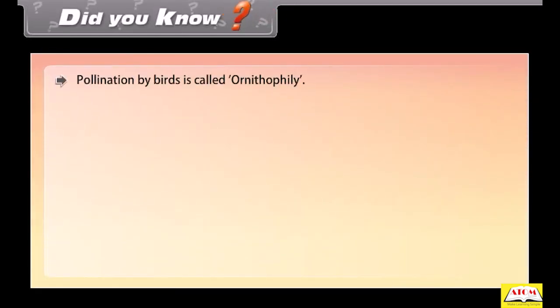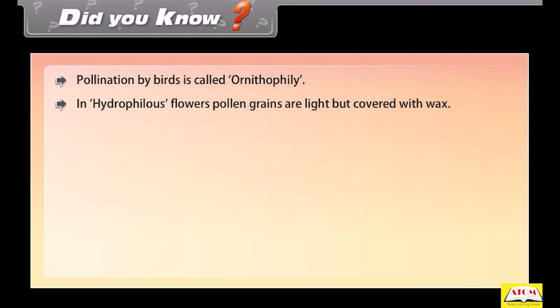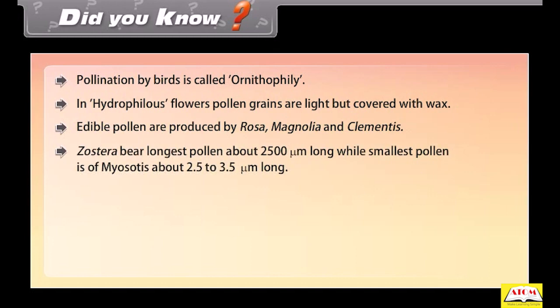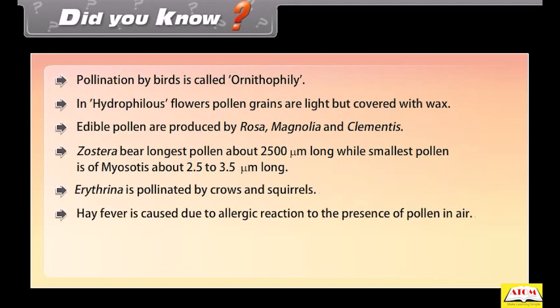Did you know pollination by birds is called ornithophily? In hydrophilous flowers, pollen grains are light but covered with wax. Edible pollen are produced by Rosa, Magnolia and Clematis. Zostera bears the longest pollen, about 2500 μm long, while the smallest pollen is of Myosotis, about 2.5 to 3.5 μm long. Erythrina is pollinated by crows and squirrels. Hay fever is caused by an allergic reaction to the presence of pollen in air.